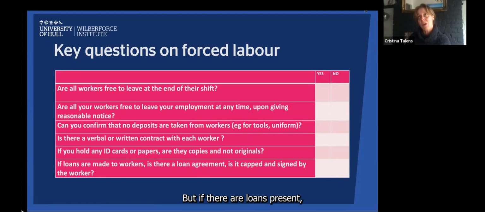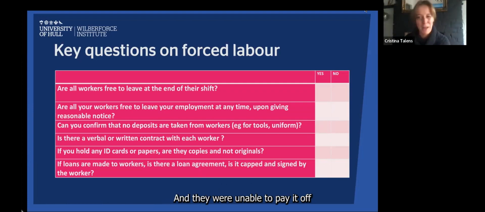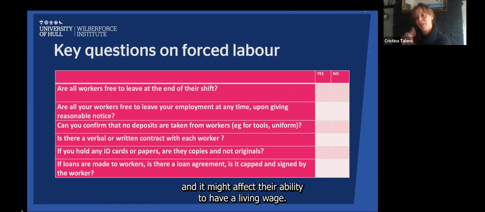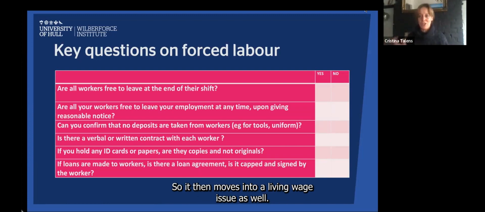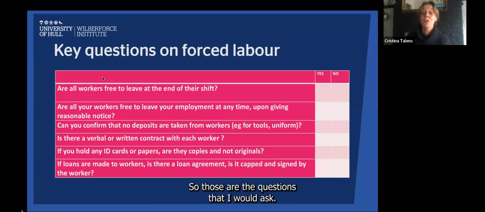But if there are loans present, I would say it should never, ever exceed 25% of a worker's wage, whether it's weekly or monthly, just because it puts them in a situation of vulnerability later on and they're unable to pay it off. And it might affect their ability to have a living wage. So it then moves into a living wage issue as well. They might not have enough money to survive on or pay their rent, etc. So those are the questions that I would ask.